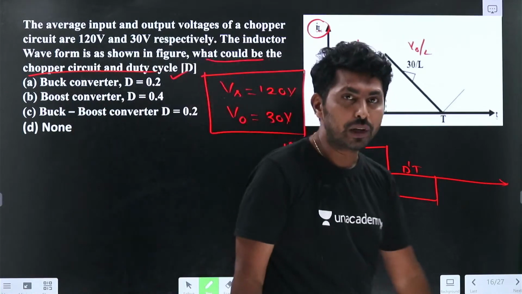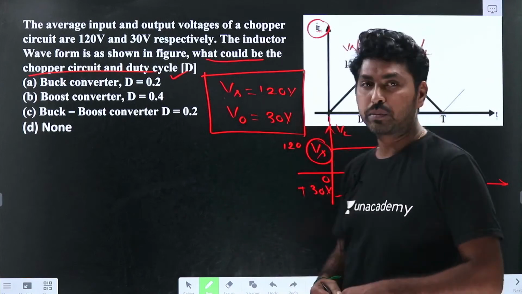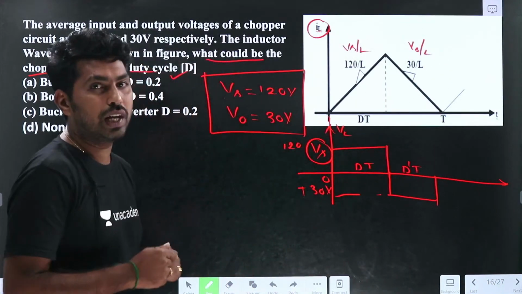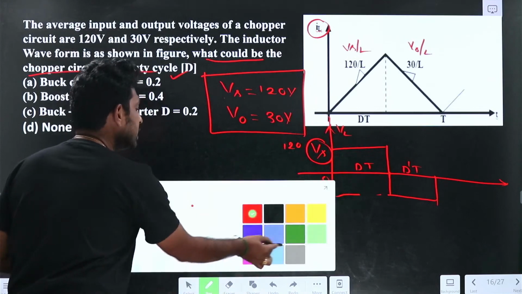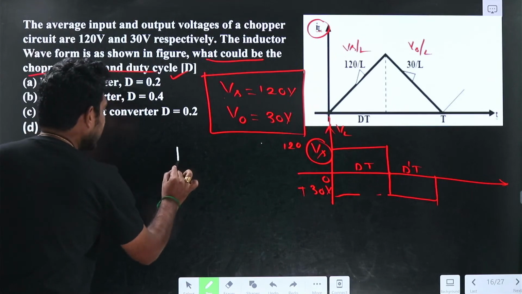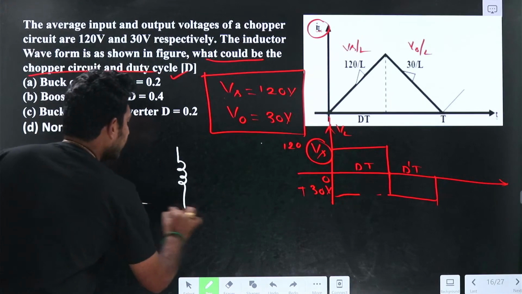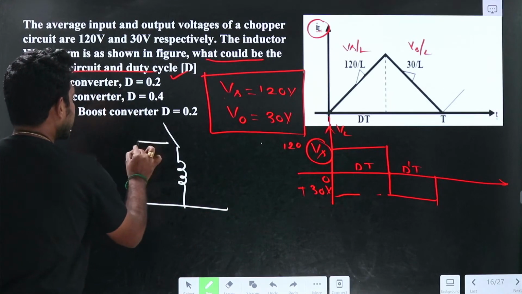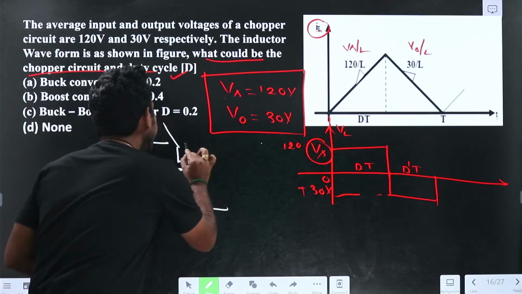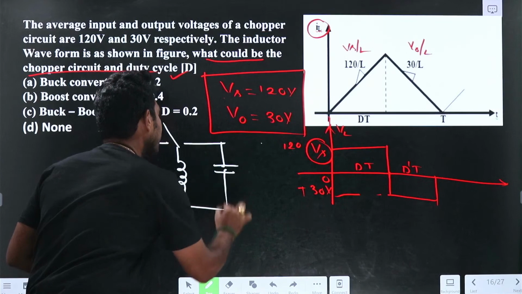So minus V0. And if you observe this, what is this converter? This converter belongs to the buck boost converter. How am I saying this? Let me draw the buck boost converter. If I draw the buck boost converter, the circuit would be like this. The inductor is common to both source and load.